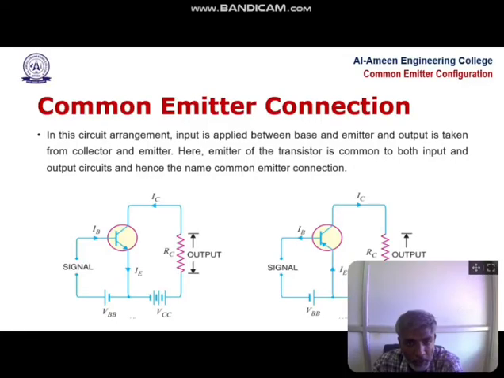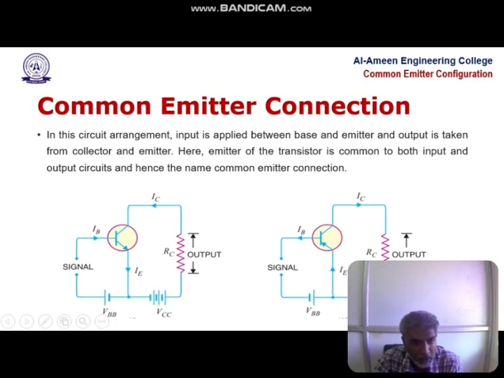Now we are going to the main topic called common emitter connection or common emitter configuration. Why is the name common emitter termed? The emitter is common to both the collector and the base. That's why it is called a common emitter configuration. It means the emitter is connected to both the base and the collector. See, the circuit diagram shows that here the emitter is connected between the base and the collector. So that's why it is called a common emitter configuration.